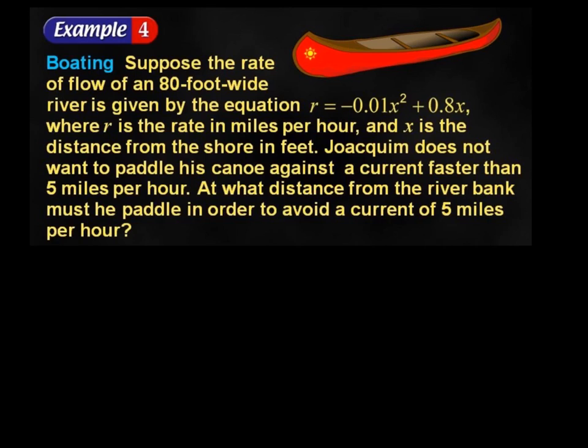Suppose the rate of flow of an 80-foot wide river is given by the equation r equals negative 100th x squared plus 0.8x, where r is the rate in miles per hour and x is the distance from the shore in feet. Jacqueline does not want to paddle his canoe against a current faster than 5 miles per hour. At what distance from the riverbank must he paddle in order to avoid a current of 5 miles per hour?